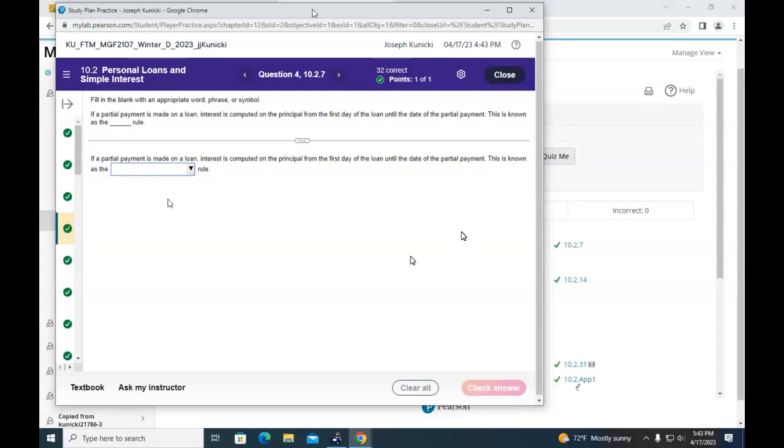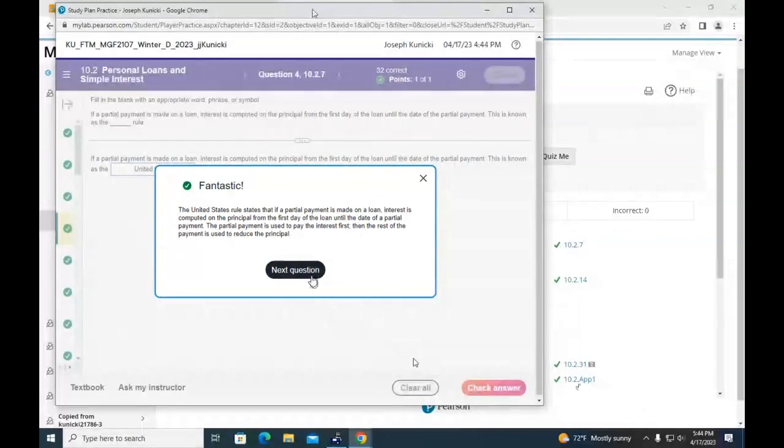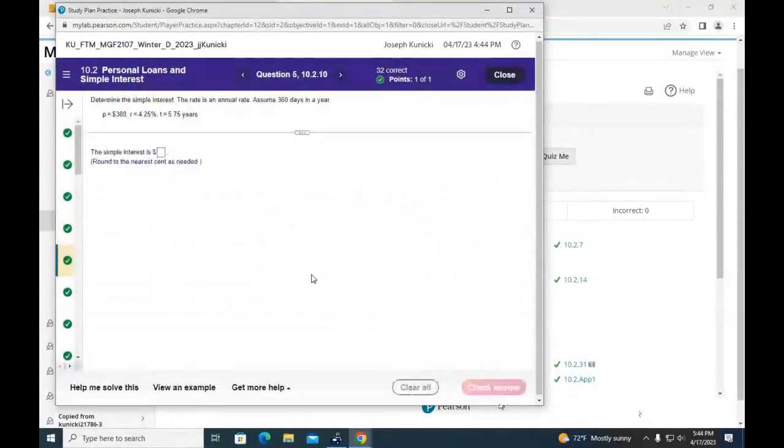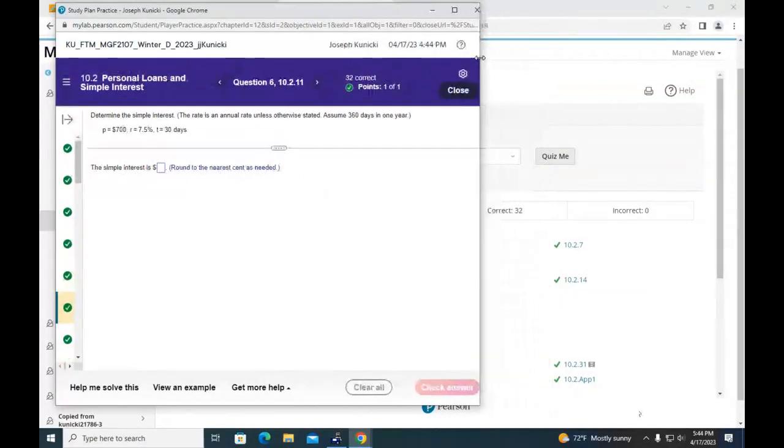Okay, so yeah, here you go. This is the United States rule. If partial payment is made on a loan, the interest is computed on the principal from the first day of the loan until the date of the partial payment. This is known as the United States rule.